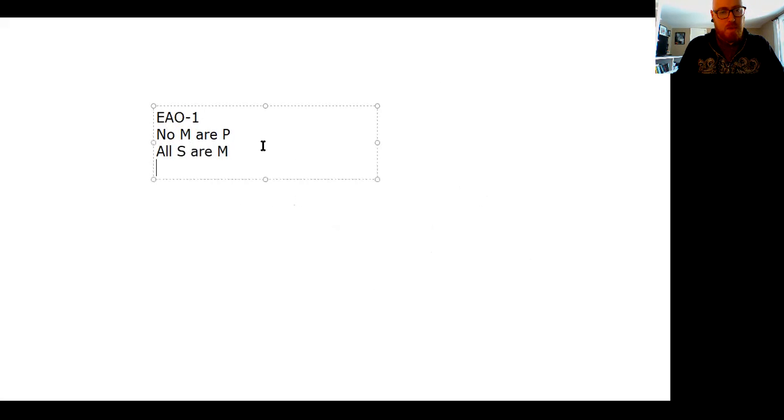All right, let's do one more here. Let's try an EAO. Let's do an EAO1. Okay, so what would that be? No M is P, all S are M. Therefore, some S are not P. So no M is P, and all S are M. Therefore, some S are not P.